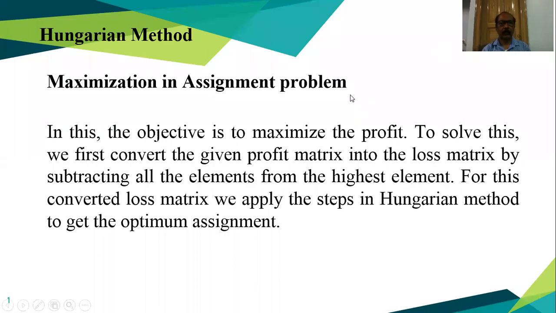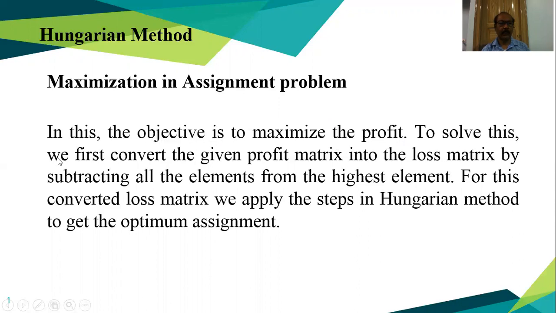Now, here we are considering another type of assignment problem, which is the maximization problem, known as the profit maximization problem. Previously, we discussed two problems, the cost minimization problem, and now this maximization problem, known as the profit maximization problem, by using the Hungarian method. In this, the objective is to maximize the profit. That's why it is known as the profit maximization problem.